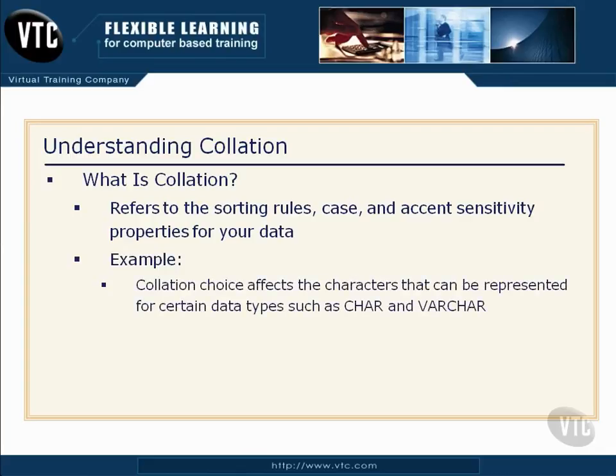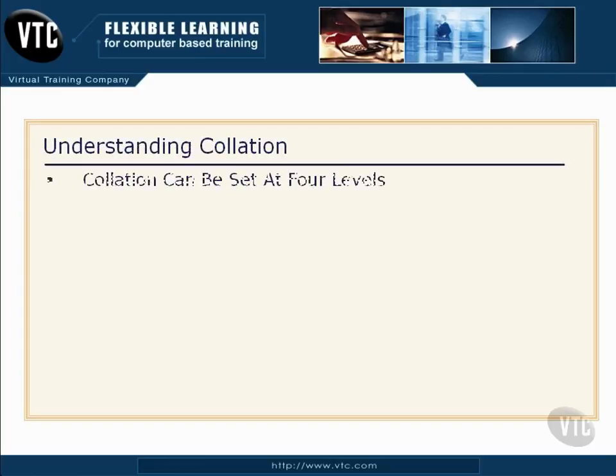A good example: the collation choice affects some of the characters that can be represented for certain data types, such as the char or the varchar characters. And so keep in mind that collation can be set at 4 levels.